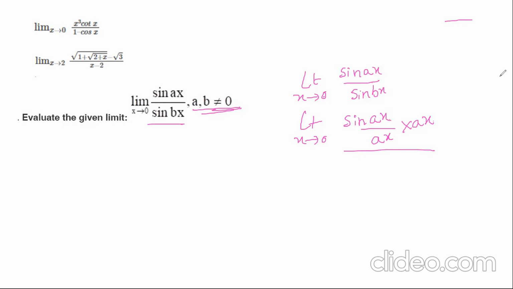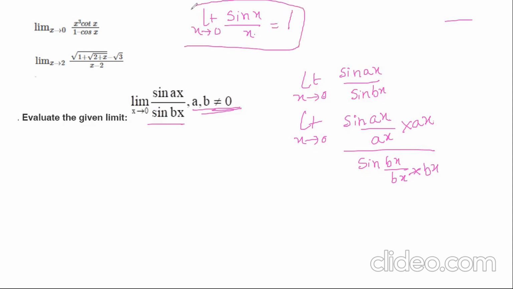So when you follow my rule, what is the mathematical rule? When you multiply, you divide with the same thing. So sin bx by bx into bx. Yes, I am doing like this. Why I have written this one? Sin x by x, limit x tends to 0, is 1, right? Because of the trigonometric rule we observed before.